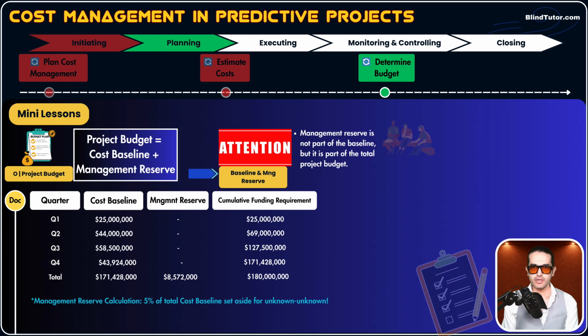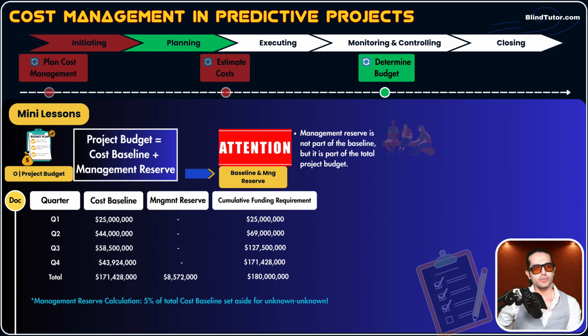It really depends on your project environments. But the most common way, guys, for example, for our hospital project, look at that. Is that green or blue? I'm colorblind also. So, management reserve calculation: 5% of total cost baseline set aside for unknown unknowns.